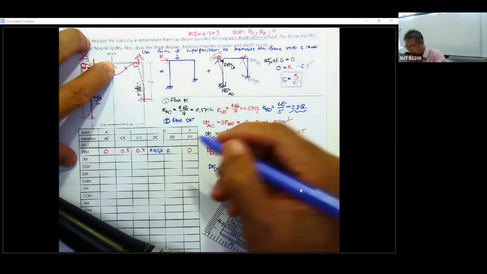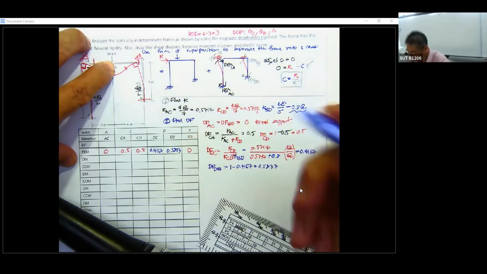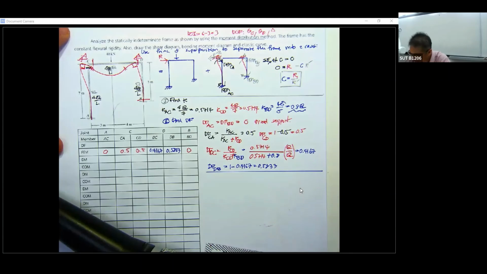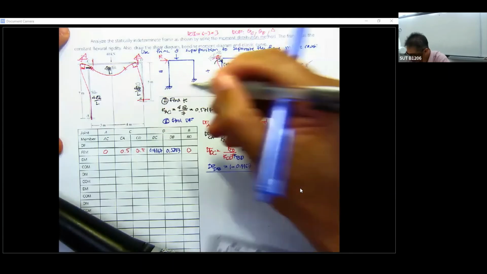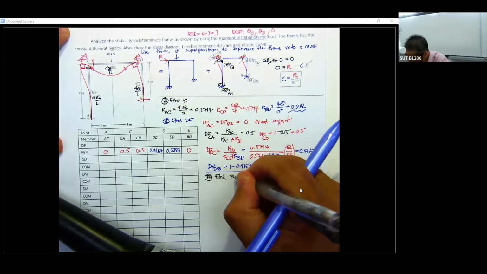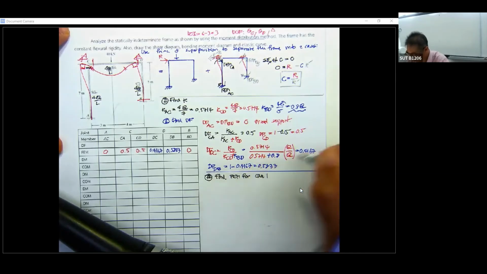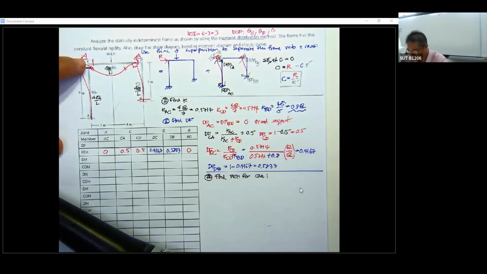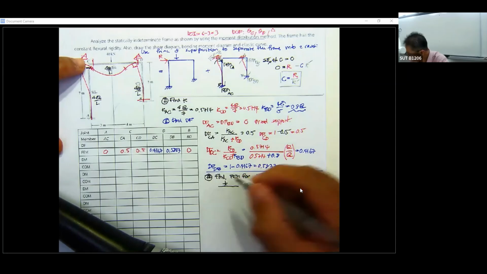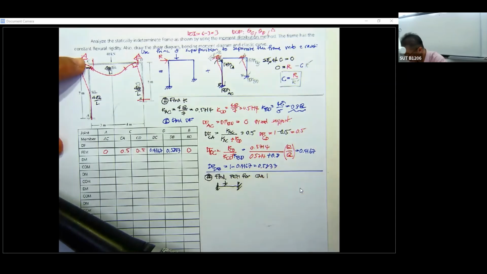And then you are ready to find the fixed end moment for the second case. Just go a little bit further, go to step number 3, find the fixed end moment for case 1. What we have is this frame, very simple. You can determine the fixed end moment very easily.